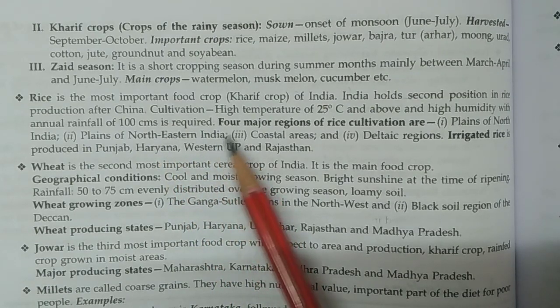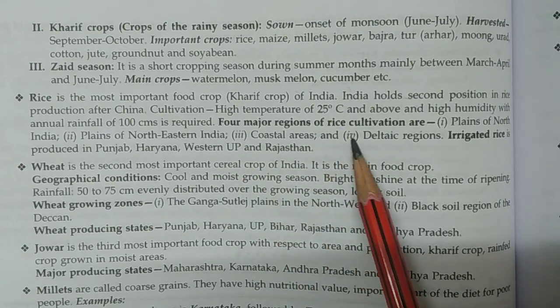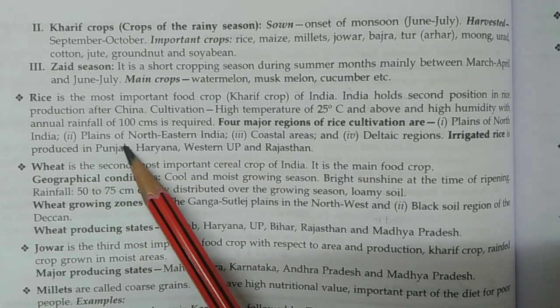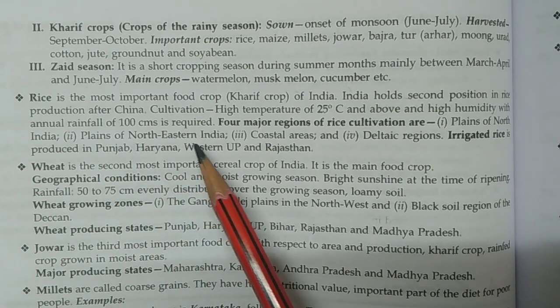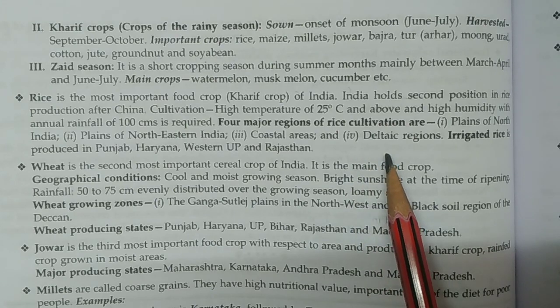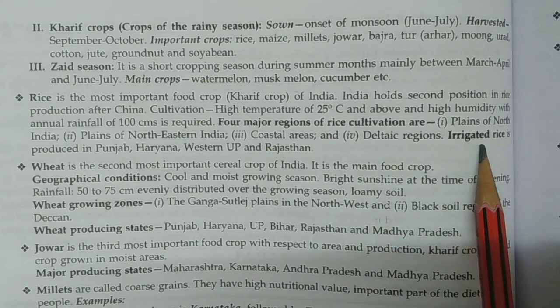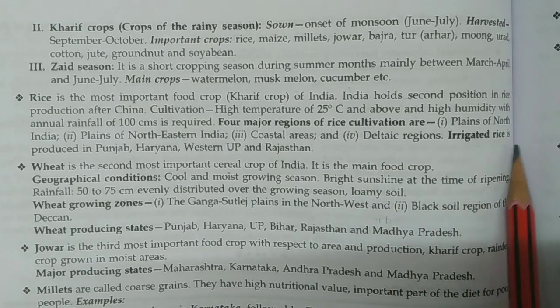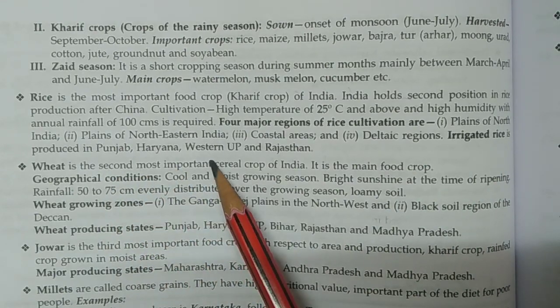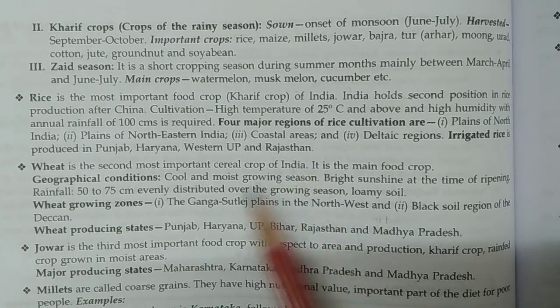Major regions of rice cultivation are the plains of North India and the plains of northeastern India. Third, coastal areas and the deltaic regions. Irrigated rice is produced in Punjab, Haryana, western UP and Rajasthan.